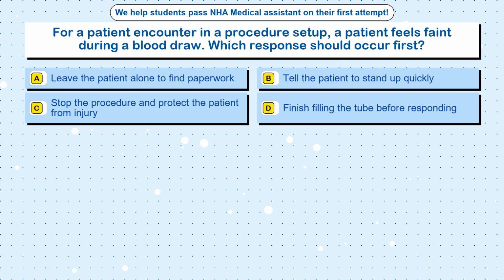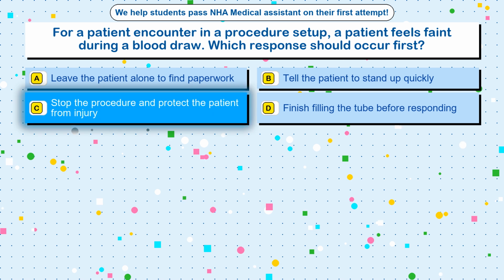Question 96. For a patient encounter in a procedure setup, a patient feels faint during a blood draw. Which response should occur first? Option A. Leave the patient alone to find paperwork. Option B. Tell the patient to stand up quickly. Option C. Stop the procedure and protect the patient from injury. Option D. Finish filling the tube before responding. The correct answer is option C. Stop the procedure and protect the patient from injury.